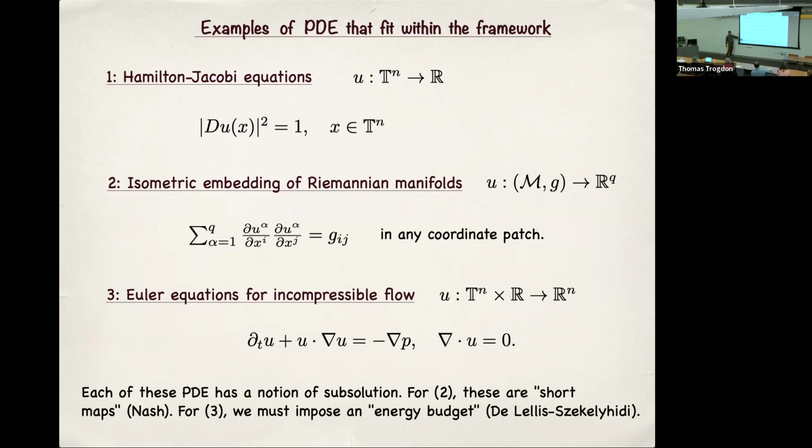So it turns out that each of these equations has a natural notion of relaxation. So there's a notion of subsolution. And for each of these PDEs, we have existence theorems today that basically build solutions to these PDEs by adding in fluctuations. The problem with each of these existence theorems is that they're fancy existence theorems, but nobody knows how to compute with them.